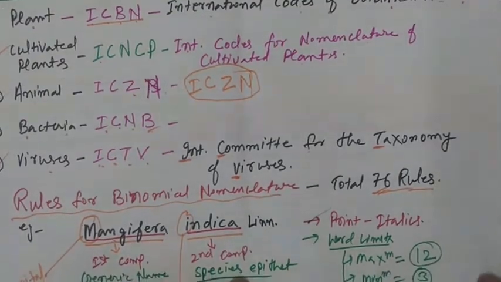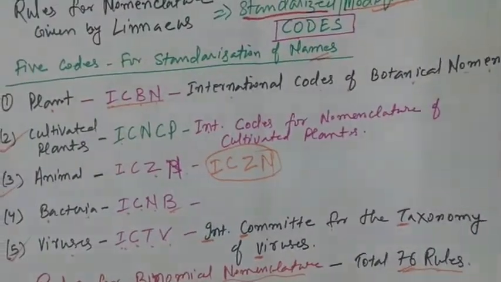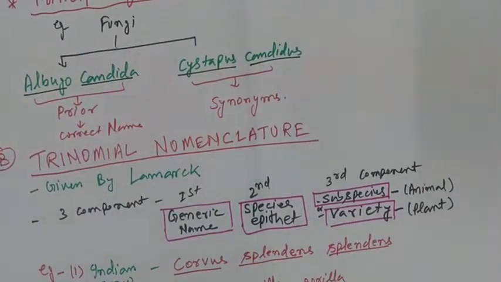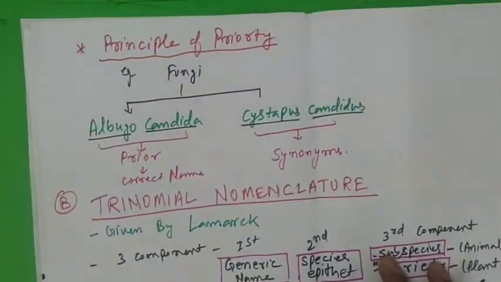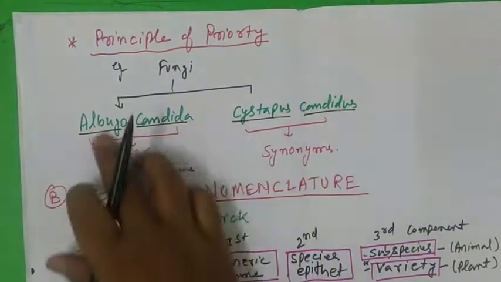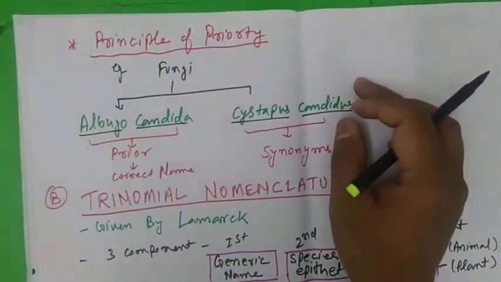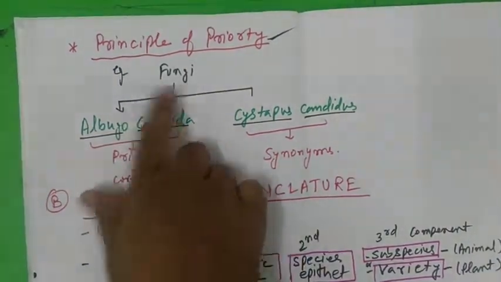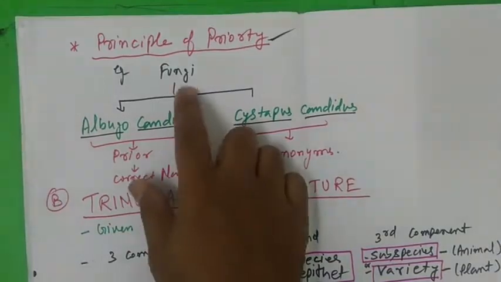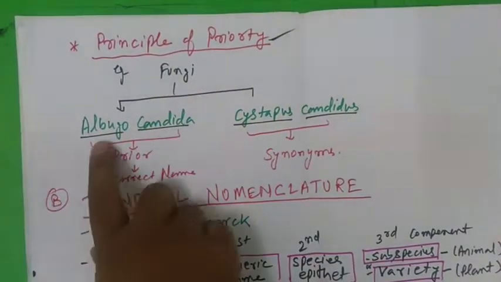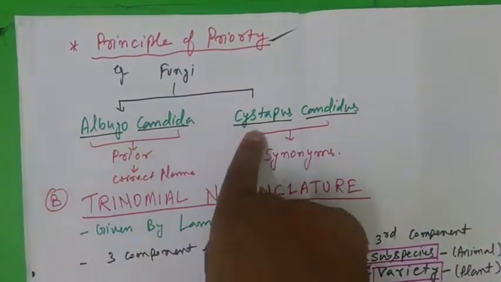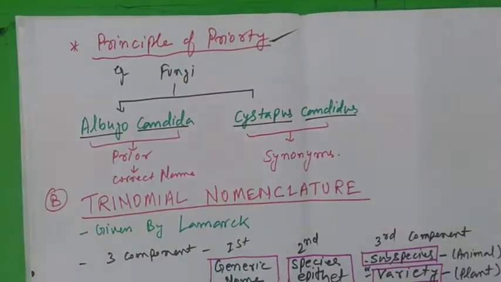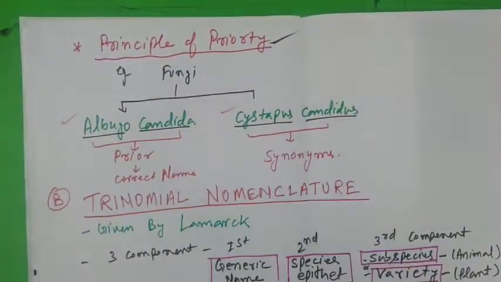This is also a rule. This is the principle of priorities. Principle of priorities. ओके, दिख रहा है इसमें? The principle of priorities. This is another rule. Like, एक फंगस लिया है. इस फंगस का 2 नाम यहाँ पे लिखा हुआ है. Albigo candida and Crispus candida.